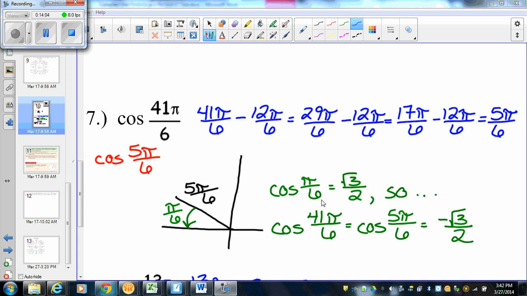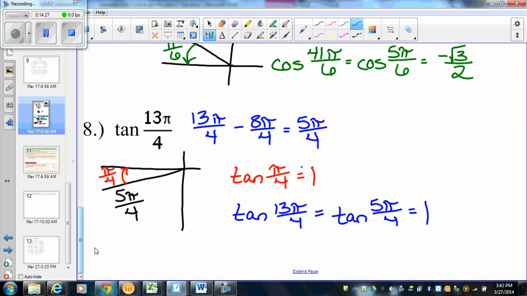So I need to find the cosine of pi over 6, which I go and look at my unit circle and I realize that it is square root of 3 over 2. So the cosine of 41 pi over 6 is equivalent to the cosine of 5 pi over 6, which is going to equal the negative square root of 3 over 2 because of the quadrant that that angle measure falls into. So let's look at number 8 now.